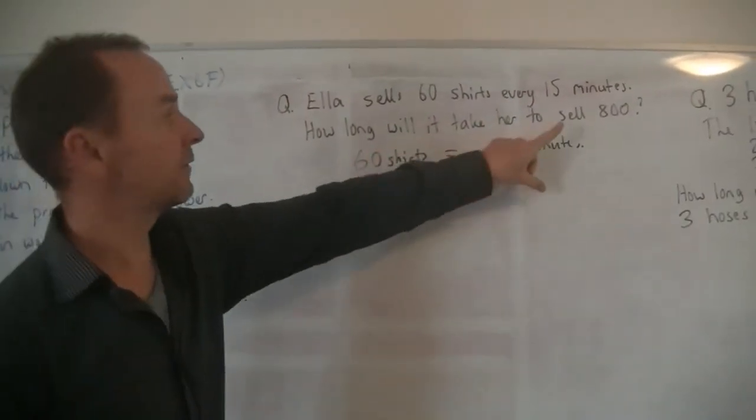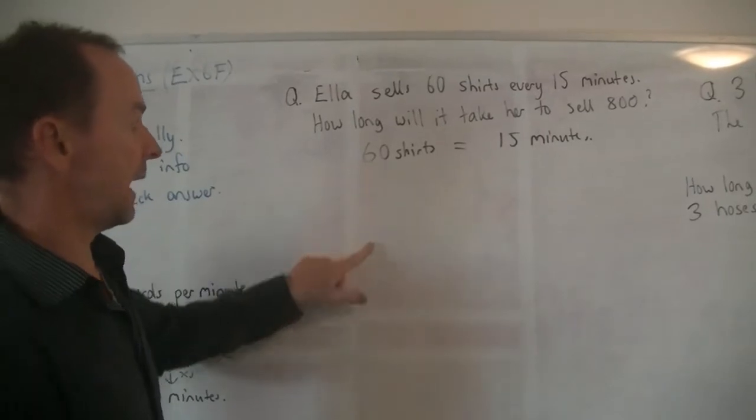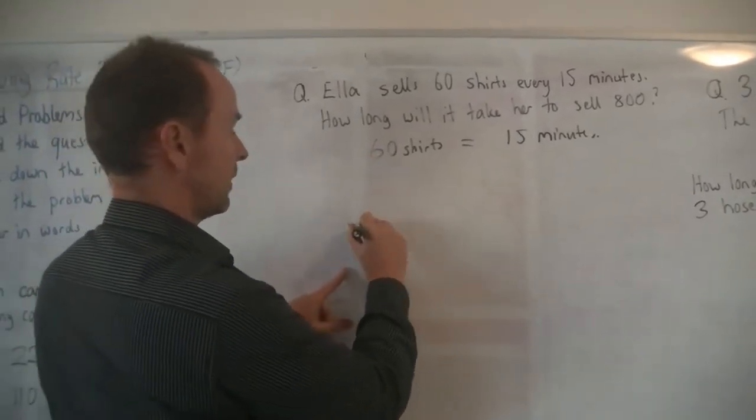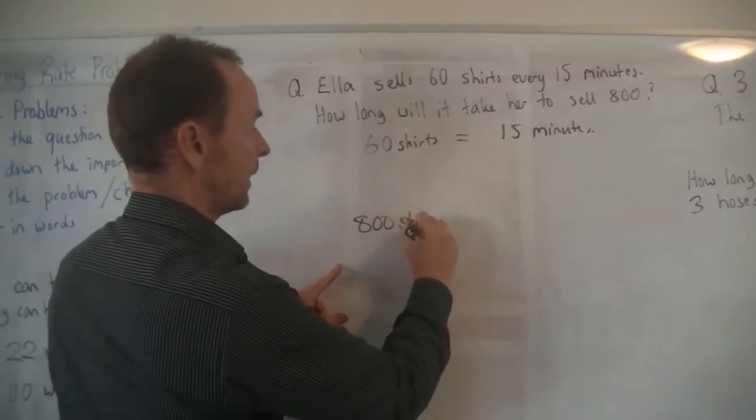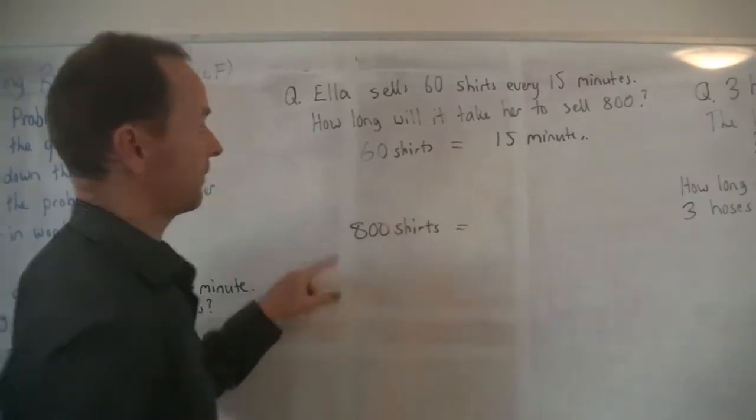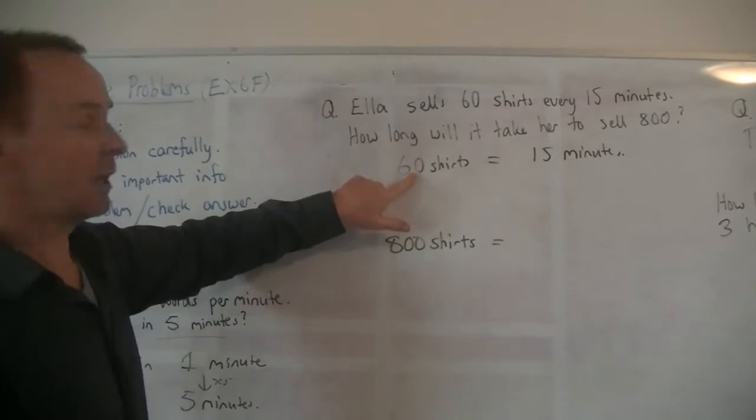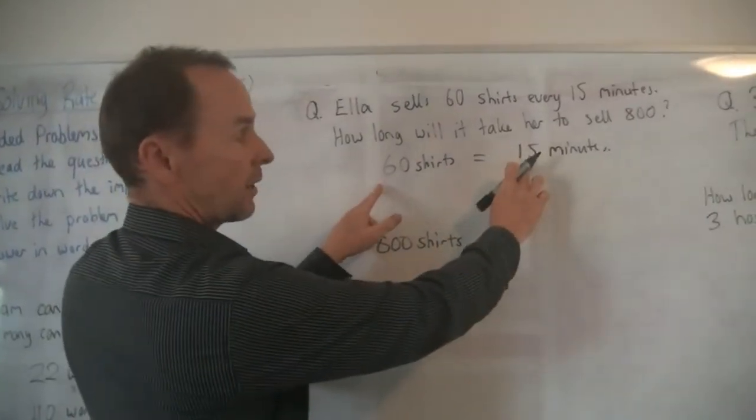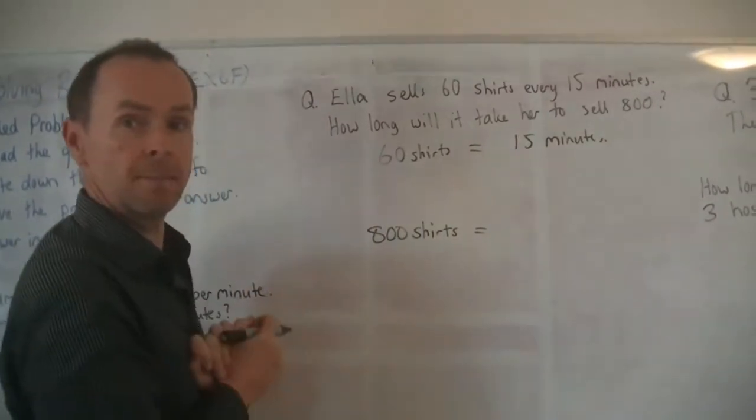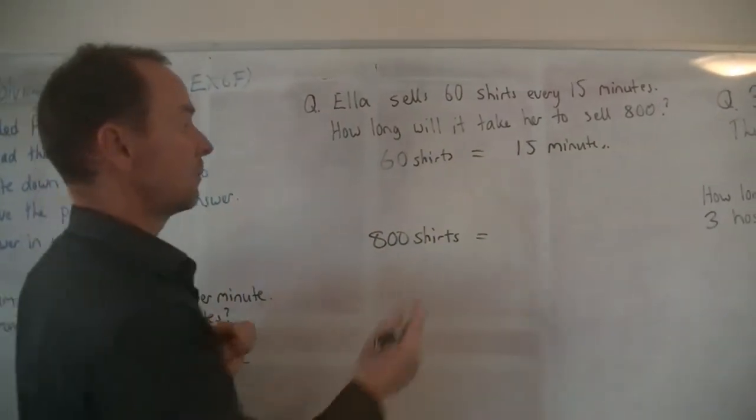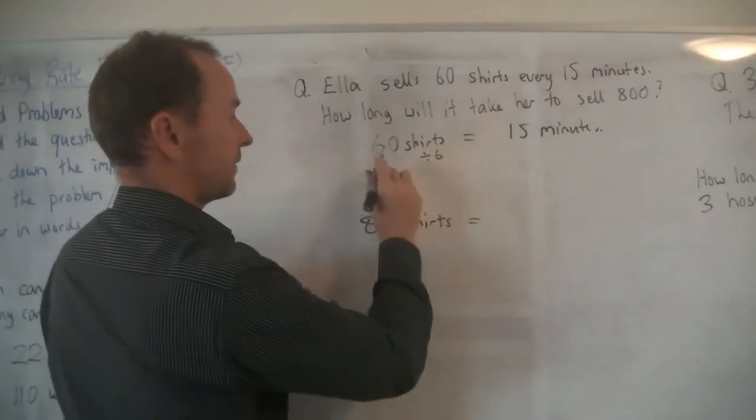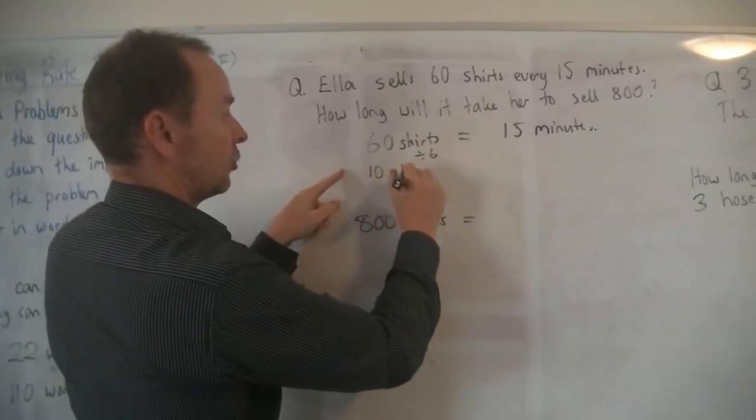How long will it take her to sell 800? So we want this to be 800 shirts. But it's a bit harder to go from 60 to 800 unless there's a number you can multiply it by. So I might have to do this in a couple of steps. So why don't we get this back? If you wanted to, you can get it back to 1 shirt. Divide it by 60. And if you had a calculator, you go 15 divided by 60. And you'll get a quarter. But I'm just going to divide it by, you can do whatever you want here. I'm going to divide it by 6, because then this will give me 10 shirts.